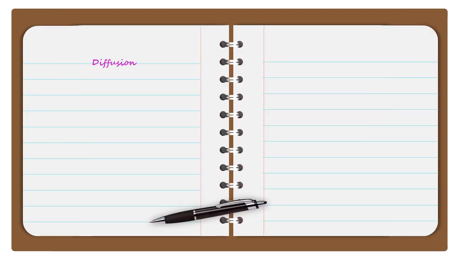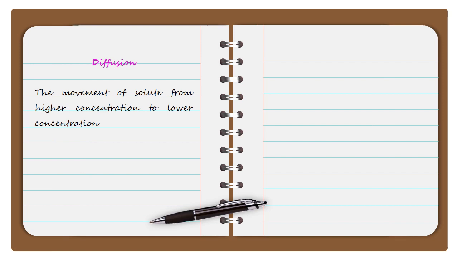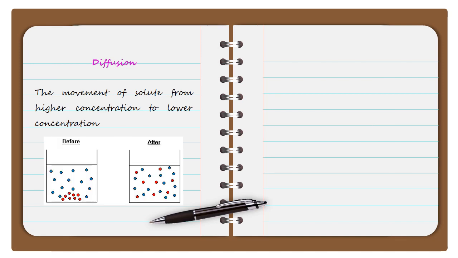So diffusion, what is diffusion? The movement of solute from higher concentration to lower concentration. Here you could see the red colored solute molecules moving from higher concentration to lower concentration, that is, they are dispersing. And comes osmosis.